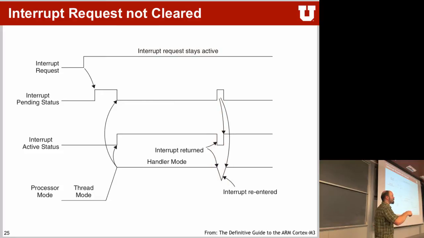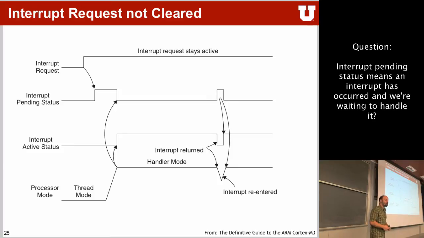So you have to make sure that this interrupt gets cleared somehow. Either the peripheral does it by itself, or you have to go and tell it to shut up and turn off that interrupt so that you don't get interrupted again. Sometimes you want this kind of behavior, but usually you don't. Yes? So the interrupt pending status is saying there's an interrupt that's occurred and we're waiting to handle it. Correct. And it goes low when the handler begins. Let's look at the next example, and it probably gets clearer.